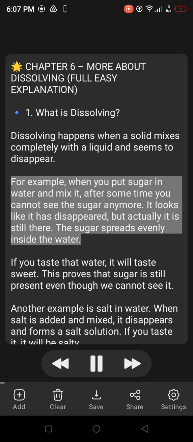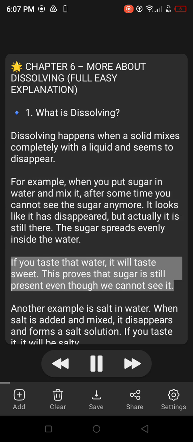For example, when you put sugar in water and mix it, after some time you cannot see the sugar anymore. It looks like it has disappeared, but actually it is still there. The sugar spreads evenly inside the water. If you taste that water, it will taste sweet. This proves that sugar is still present even though we cannot see it.